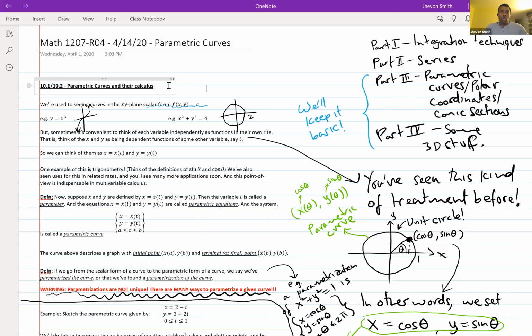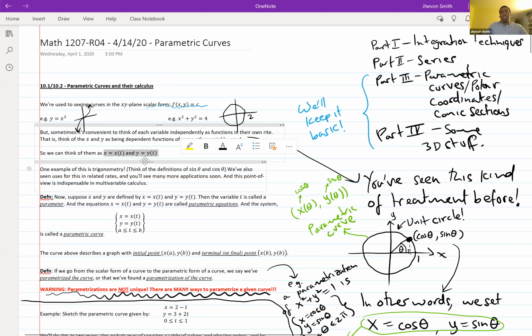But every now and then we want to represent each of our variables in terms of some other variable. We want to think of each of our variables as being functions in their own right, that they don't necessarily depend on each other, but depend on some other variable. This other variable we call a parameter. And once we describe x as a function x of t of this new parameter, and y as a function y of t, we say we've formed parametric equations.